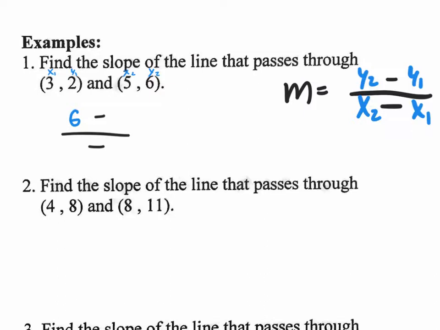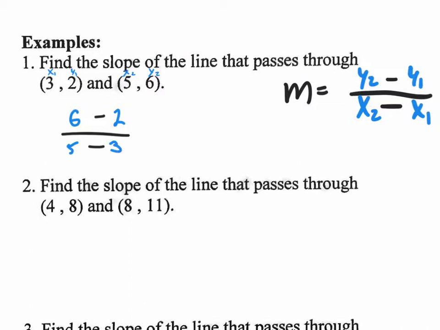y1 is 2, so let's put the 2 right there. And then we have our x2 down here, which is 5, so we're going to put the 5 right there. And last but not least, the x1 is 3, so let's put the x1, the 3 right there, and we have the work that we need to do.